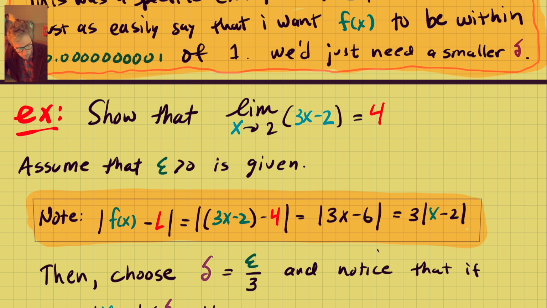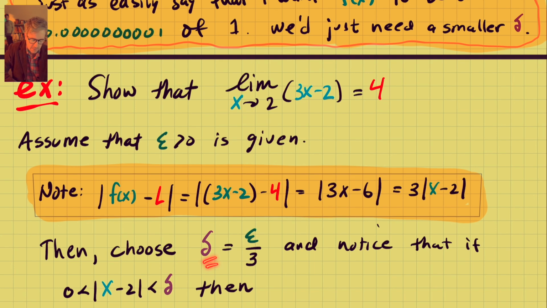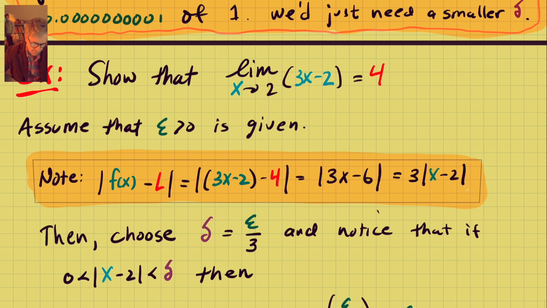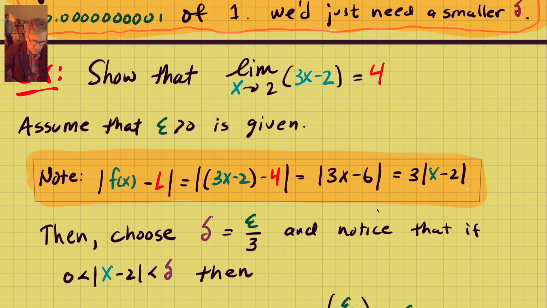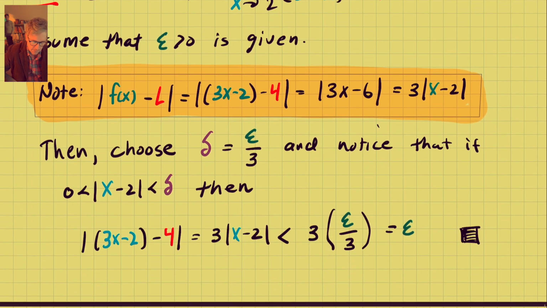Okay, and so what should I choose as my delta? Well, I'm going to let my delta equal epsilon over 3. Specifically, because this is my delta, I'm going to make this thing less than delta. And so my limit here will be equal to 3 times delta. And so I just need to make my delta less than that, right? And so if I choose delta equal to epsilon over 3, we get there.